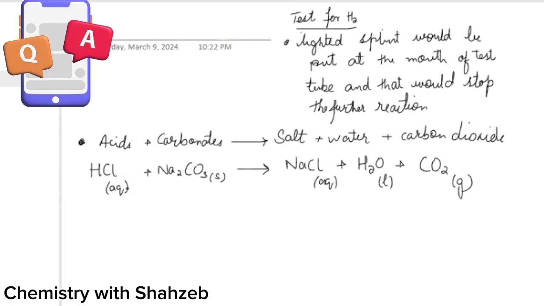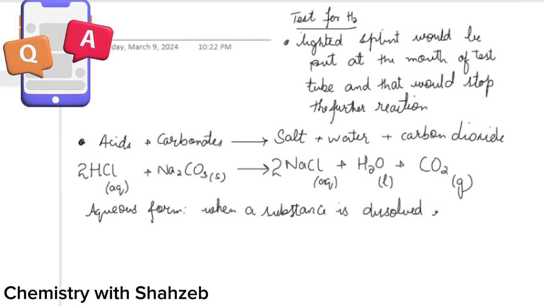There is an important question that people are unable to understand: what is the aqueous form? Aqueous form is when a substance is dissolved in water, because this kind of question was also asked in the exam. So we can say there is a substance that is dissolved in water, or you can say the solvent is water in the solution. That kind of solution is stated to be in aqueous form. So when sodium carbonate or any carbonate reacts with acid, they form salt, water, and carbon dioxide gas.